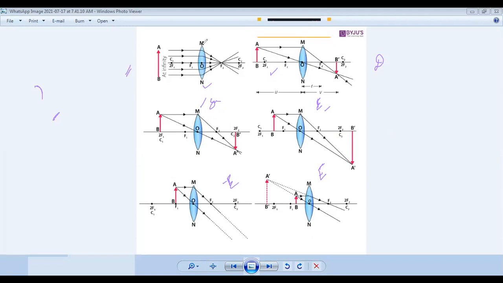So in both cases, a few things are common guys. See, in both cases, when the object is at C, you got a same-sized image. Here also the object is at C. C means here 2f1. You got a same-size image, right? But this time on the other side, so we got it at 2f2. This is C1, this is C2. So that is common.